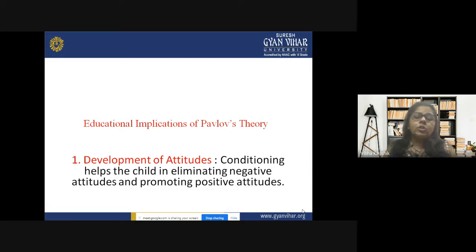Educational implications of Pavlov theory. The first one is development of attitude. Conditioning helps the child in eliminating negative attitude and promoting positive attitude. Means classical conditioning will help the child in eliminating negative attitudes, and it will promote positive attitude among the child.